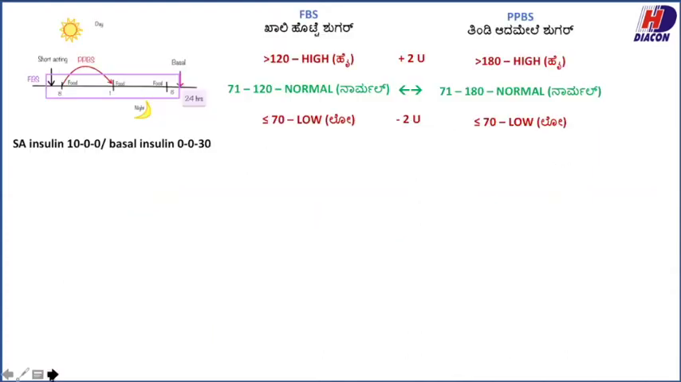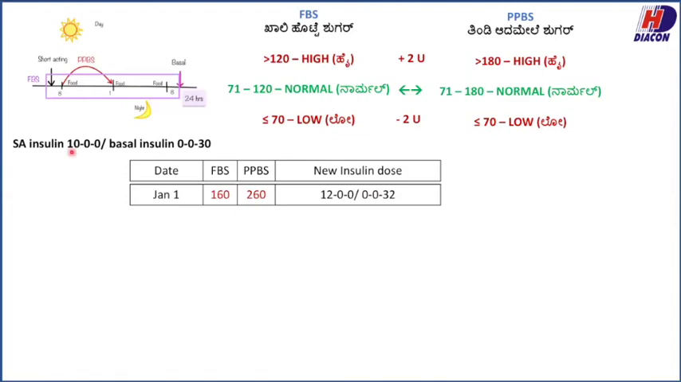So let's actually take some examples. We've asked you to take 10 units of short-acting insulin with breakfast, and you're taking 30 units of basal insulin at bedtime. So these are the sugars. Fasting is 160. After breakfast, it's 260. Since the fasting is more than 120, it means the basal insulin is still not enough for us. The insulin taken at night is not enough for us. So instead of 30, we increase the night dose to 32.